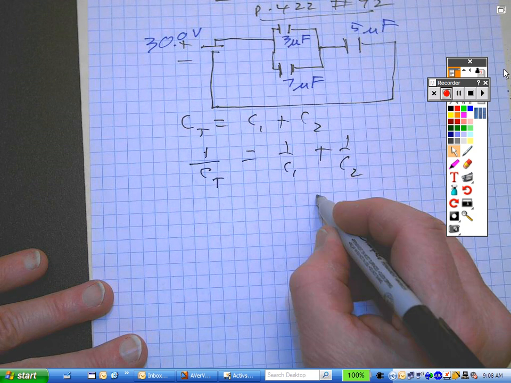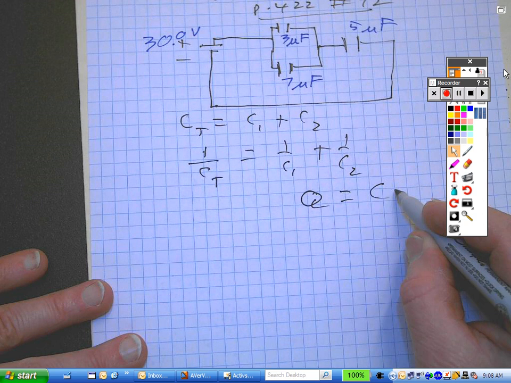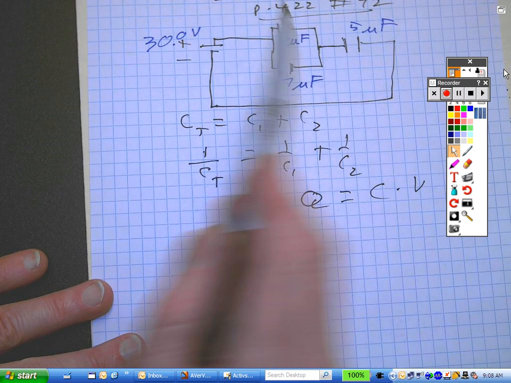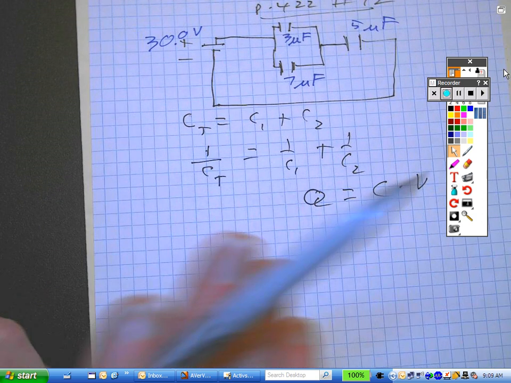Then one of our most important formulas is Q, the charge, is equal to the capacitance times the voltage. Of course, if we have the entire circuit, we know the voltage for the whole circuit, you'll know the whole capacitance, and you should be able to solve that pretty well.